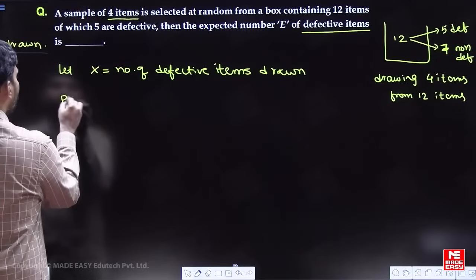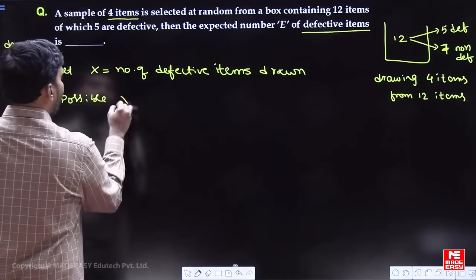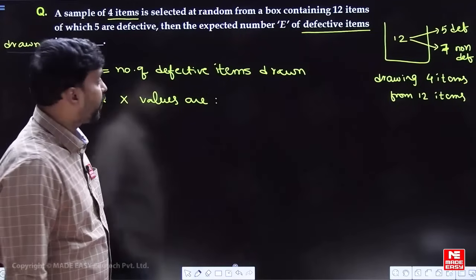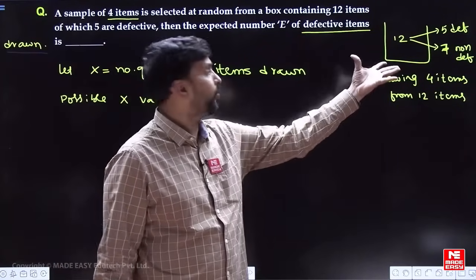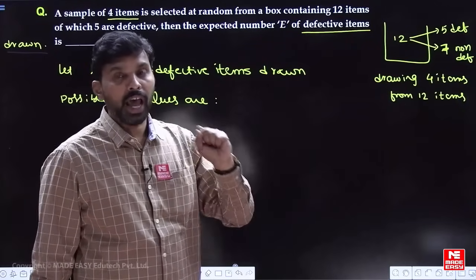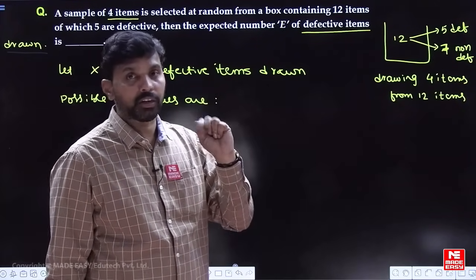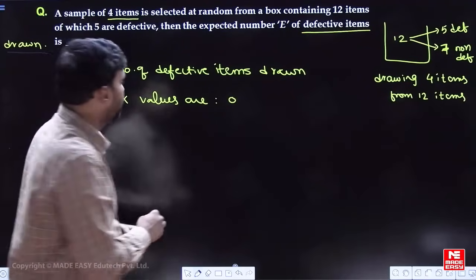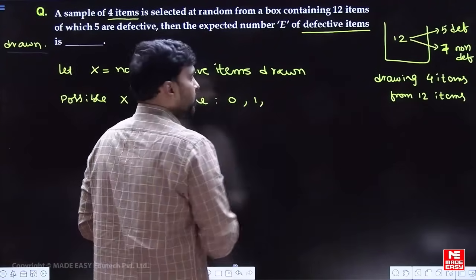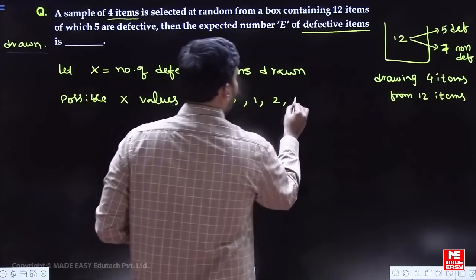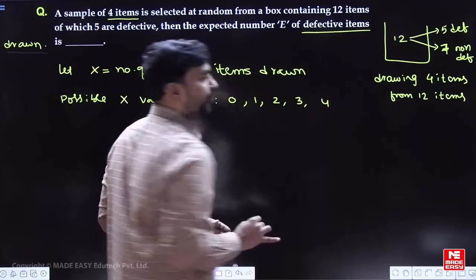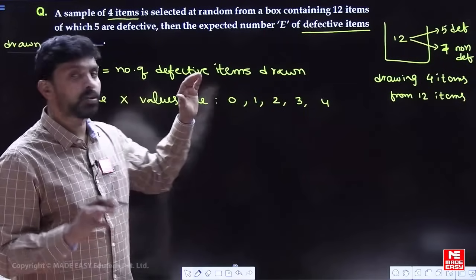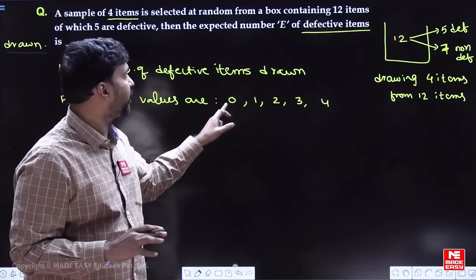So what are the possible values of x? Totally 5 defective items are there, but you are drawing only 4 items here. So at maximum, you can draw 0 defective items, or 1 defective item, or 2 defective items, or 3 defective items, or 4 defective items.